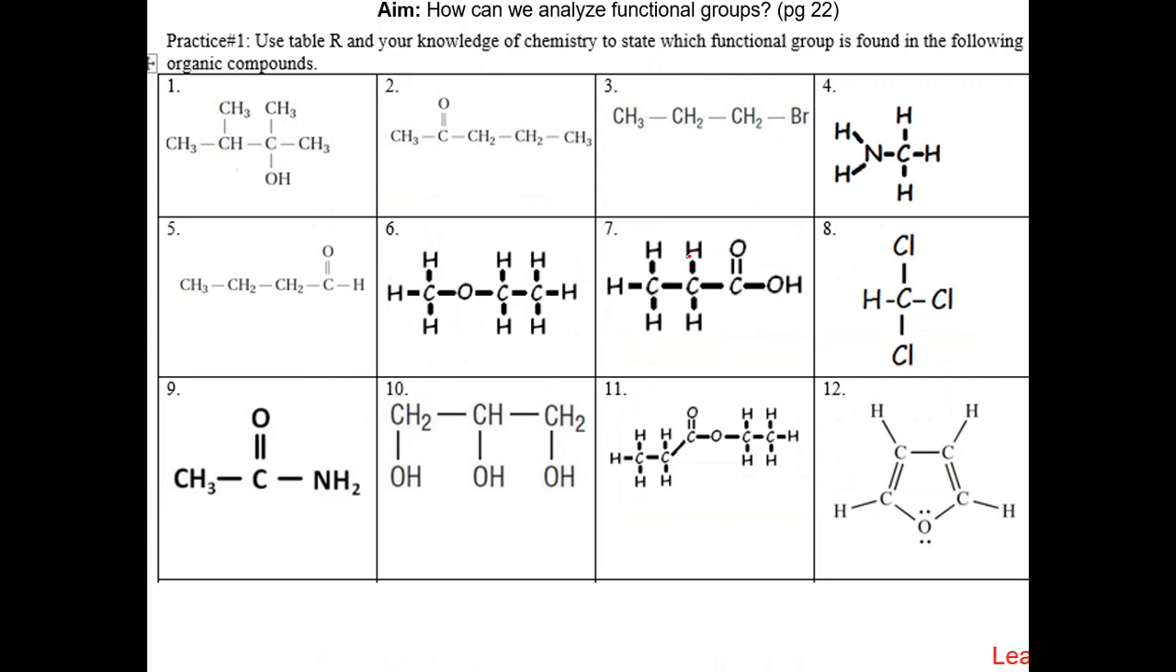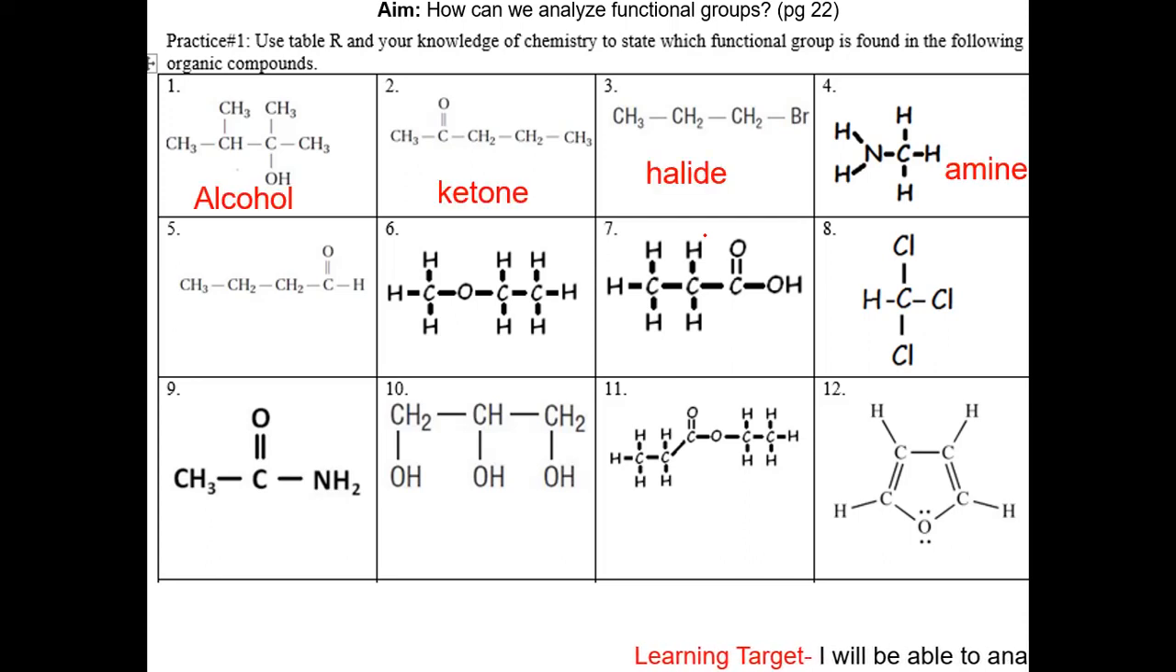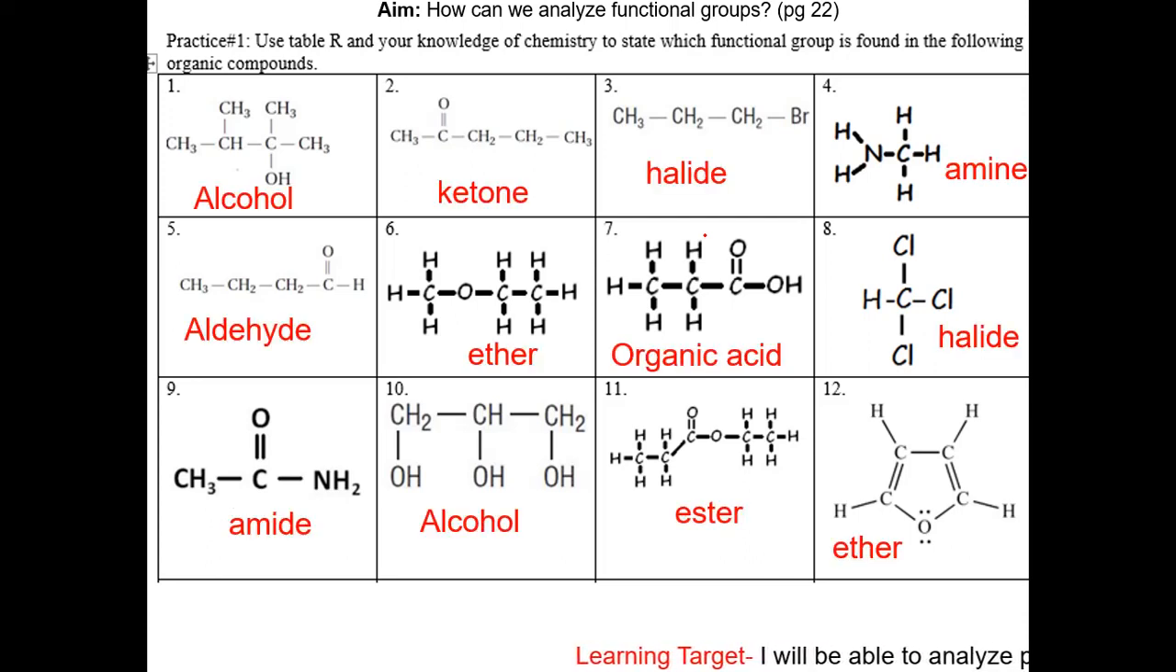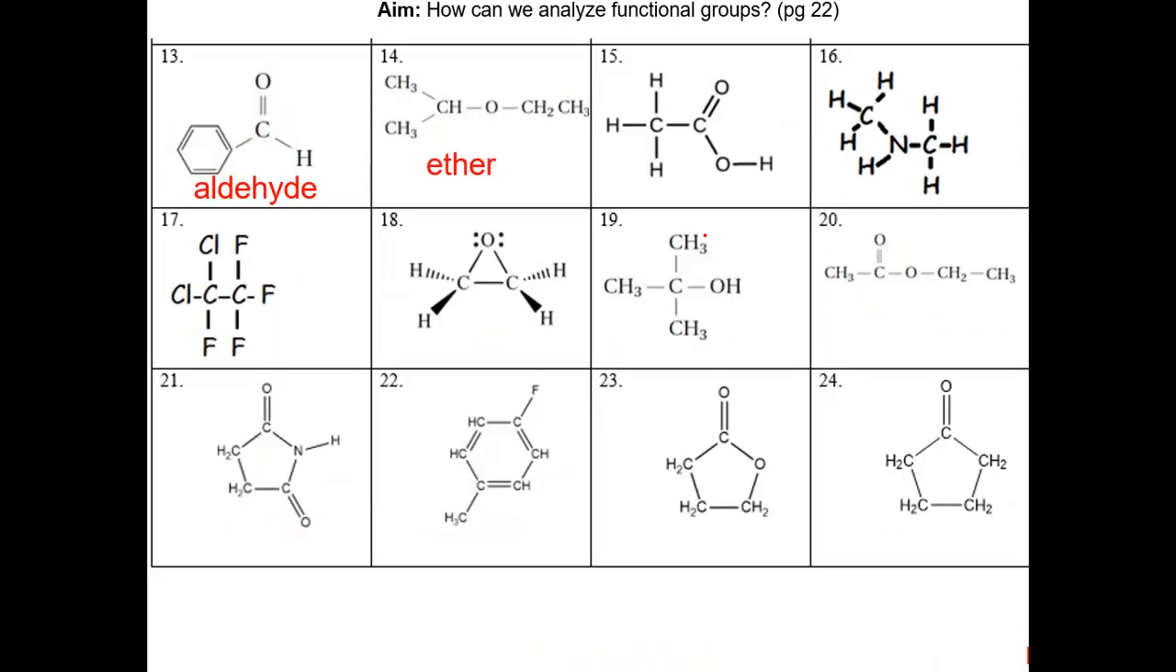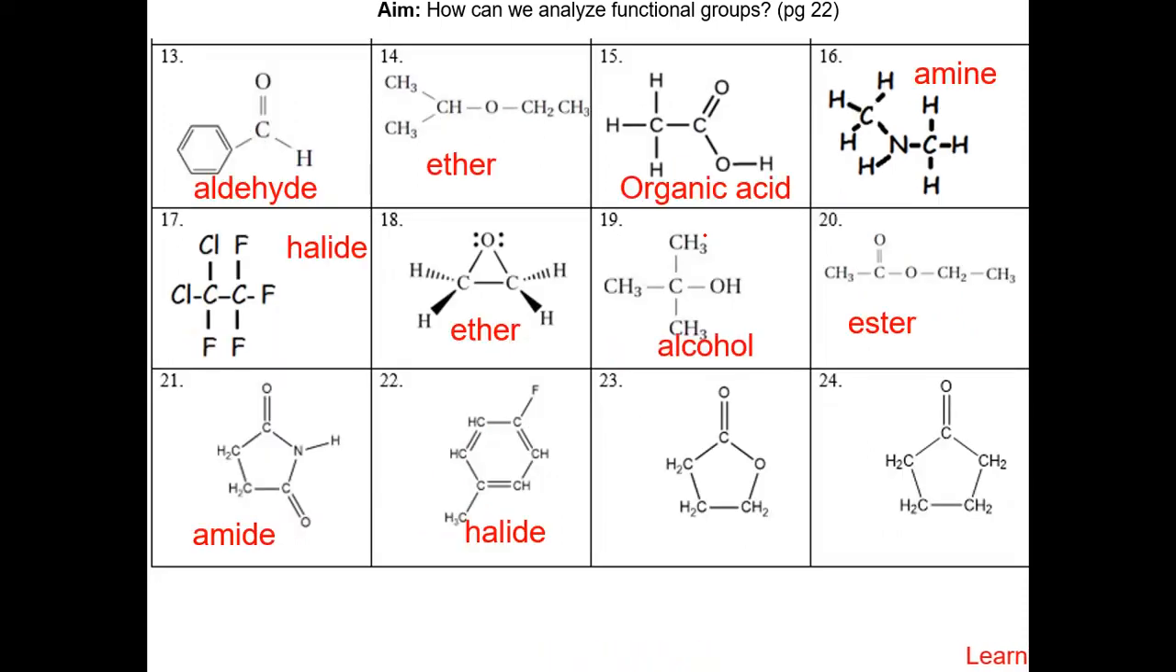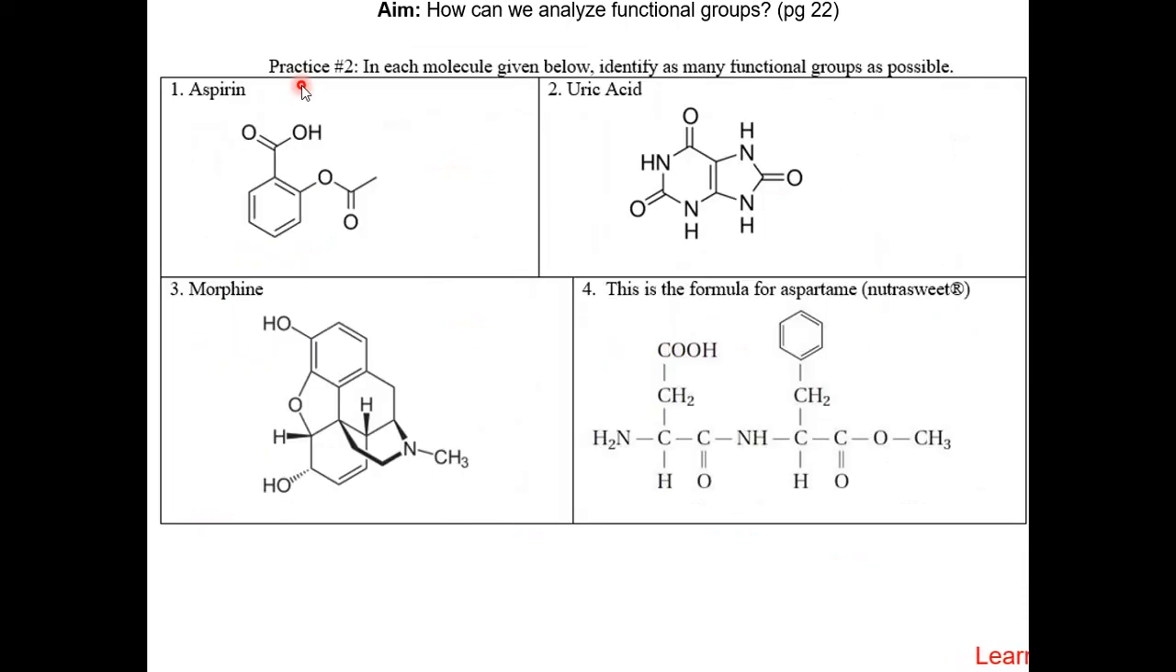For practice number 1, use Table R to figure out what functional group can be found in the following organic compounds. Try to do this yourself. Pause the video. Resume as completed. Here are the answers. In practice number 2, in each molecule, identify as many functional groups as possible. Pause the video. Resume as completed. Here are the answers.